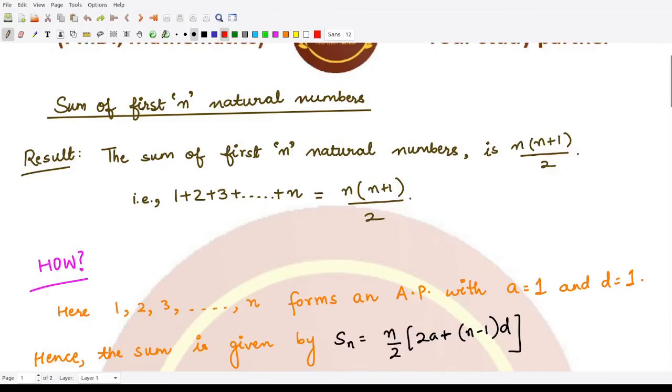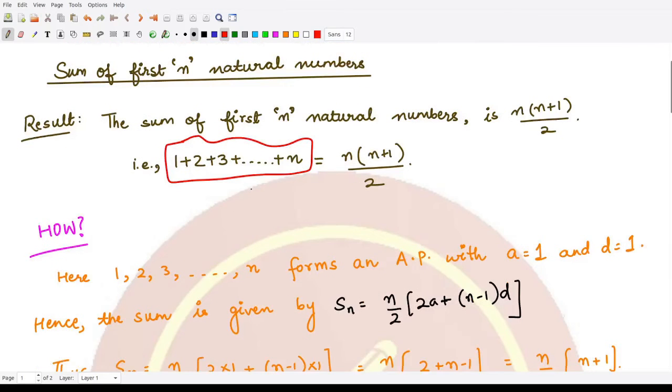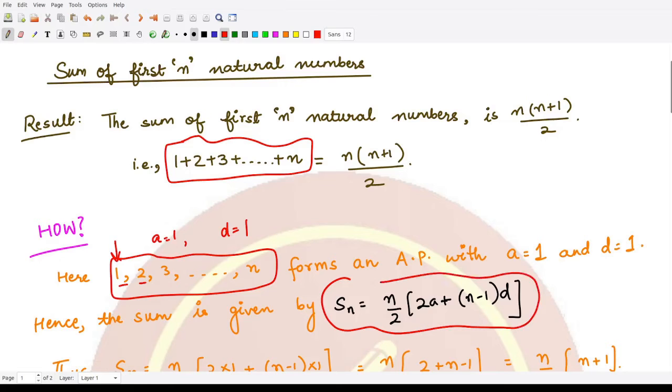You can see that this series, 1 plus 2 plus 3 up to n, is nothing but an arithmetic series. All the numbers could be written in this arithmetic progression, where the first term a is 1, and the common difference, the difference between each consecutive term, is also 1. We know the formula for the sum, that is given by n by 2 times (2a plus (n minus 1) times d).